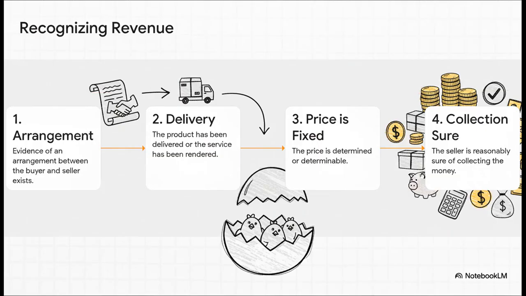So it's not a free-for-all, right? Companies can't just claim revenue whenever they feel like it. There are rules. In fact, accountants follow 4 key criteria. You have to have a contract, you have to have delivered the goods, the price has to be locked in, and, this is a big one, you have to be pretty confident you're actually going to get paid. This whole system keeps companies from counting their chickens before they hatch.